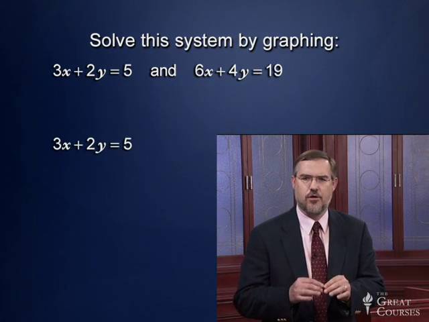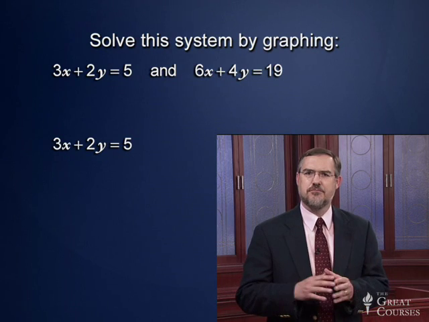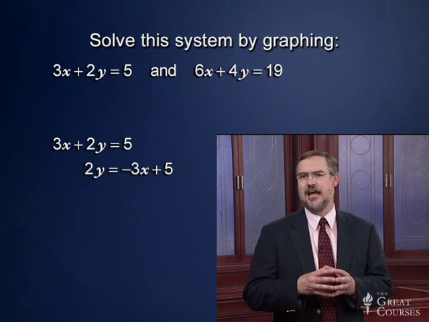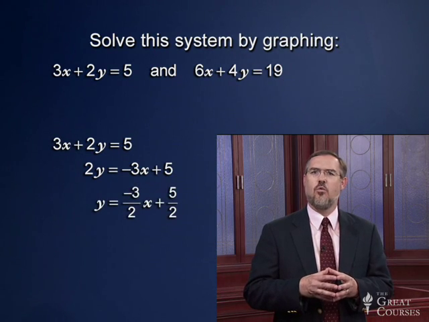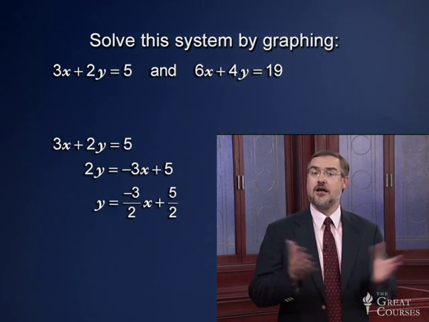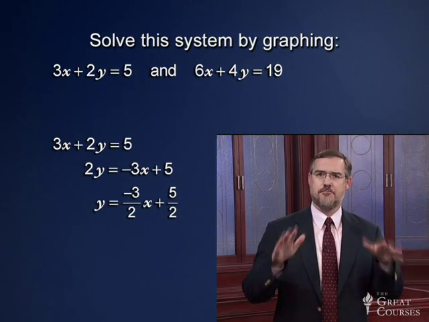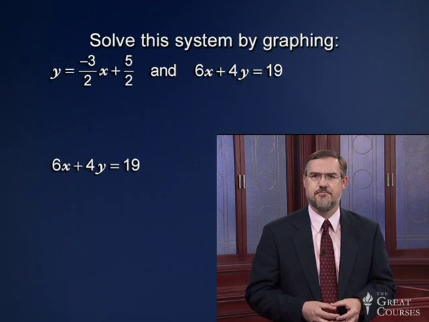Let's take that first equation, 3x plus 2y equals 5. Subtracting 3x from both sides gives me 2y equals negative 3x plus 5. And dividing both sides by 2 gives me y equals negative 3 halves x plus 5 halves. Hey, that's in slope-intercept form.